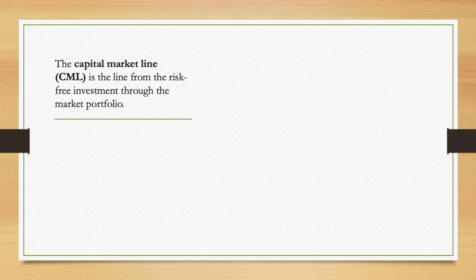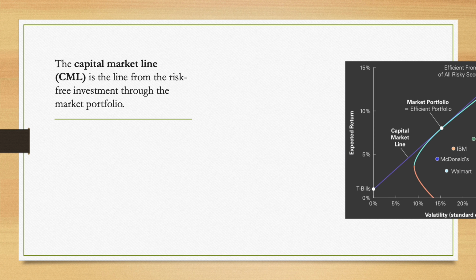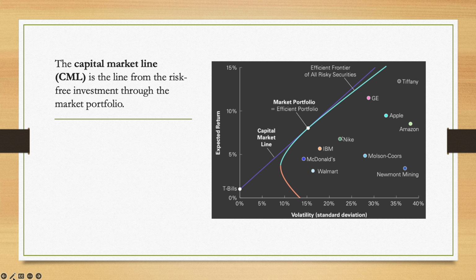The capital market line is the line from the risk-free investment through the market portfolio. Let's take a look at the graph on the right-hand side. CML is the efficient frontier, including risk-free investment, with the treasury bills being the risk-free asset and the market portfolio being the tangent portfolio.